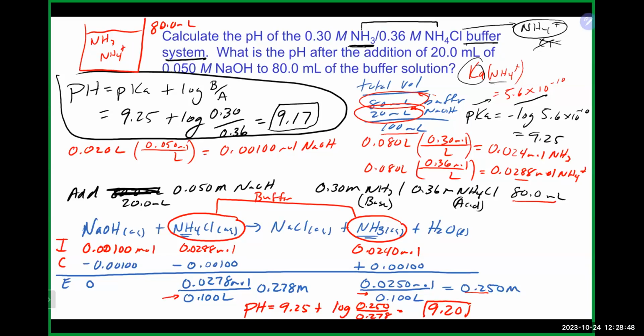Why are we using a 9.25? The 9.17 is the initial pH. Yeah. Other questions?